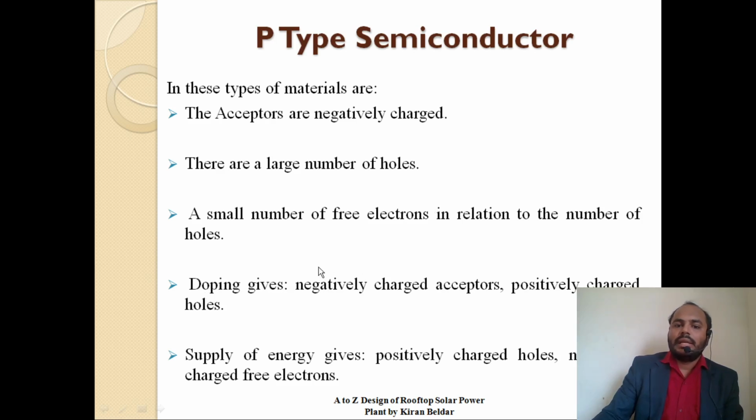Doping gives negatively charged acceptors and positively charged holes. Supply of energy gives positively charged holes and negatively charged free electrons.